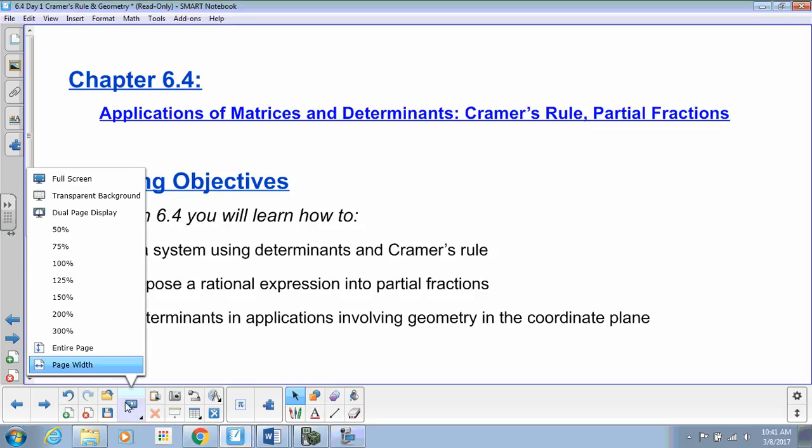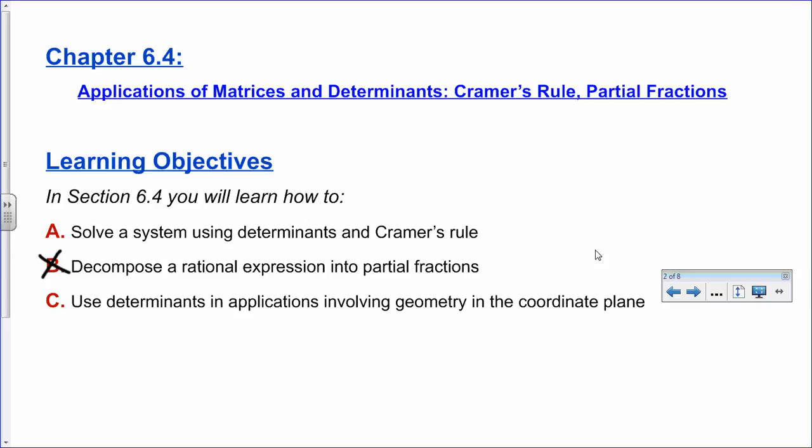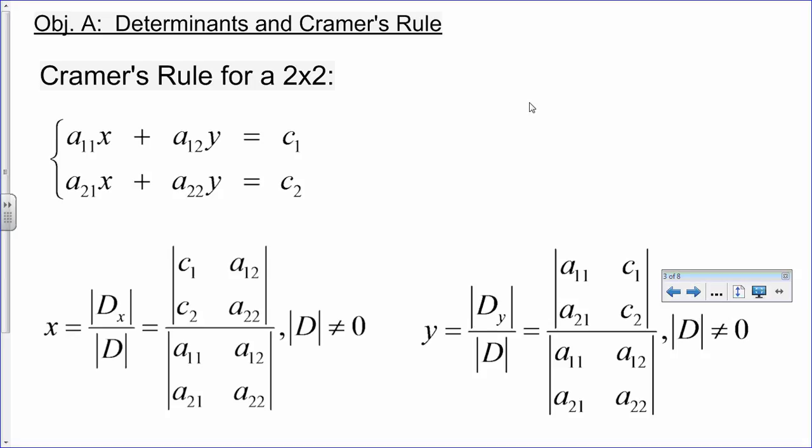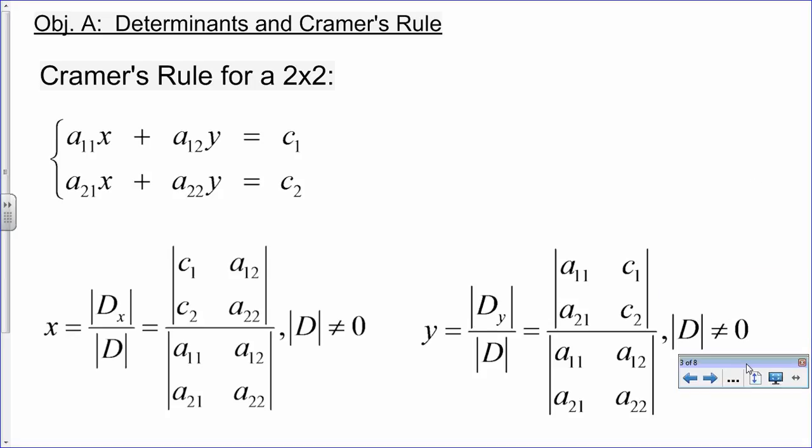So we've already learned 2 ways to solve systems using matrices. Cramer's rule is going to be our third way. We've done the augmented matrix where we triangularize. We did inverse matrices, that A inverse times B, and now we're doing Cramer's rule.